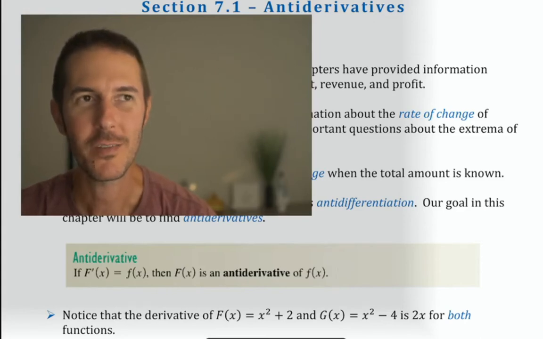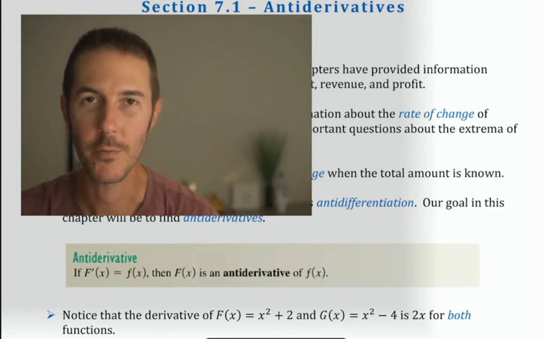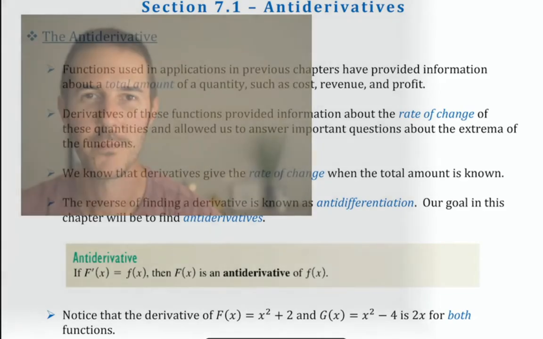And that almost sounds kind of backwards because at this point in time maybe you're already familiar with derivatives. But antiderivatives are basically the reverse process of taking a derivative, and therefore we call them antiderivatives. Let's go through and look at some of the rules that apply to finding antiderivatives, and then we'll look at some example problems.